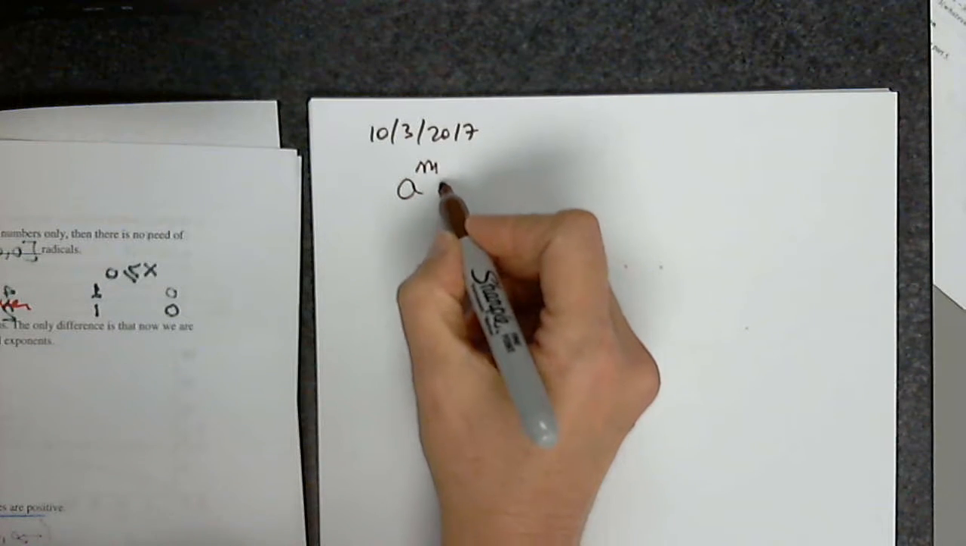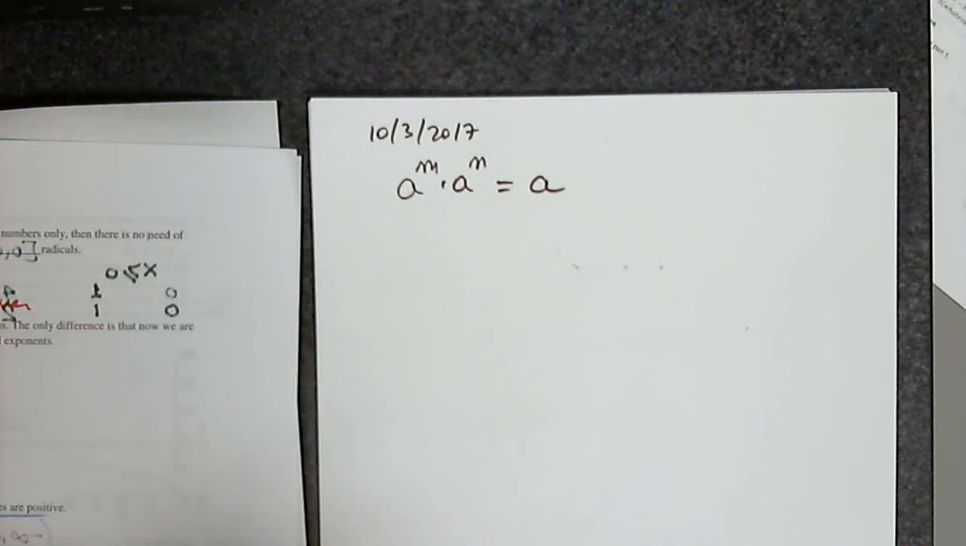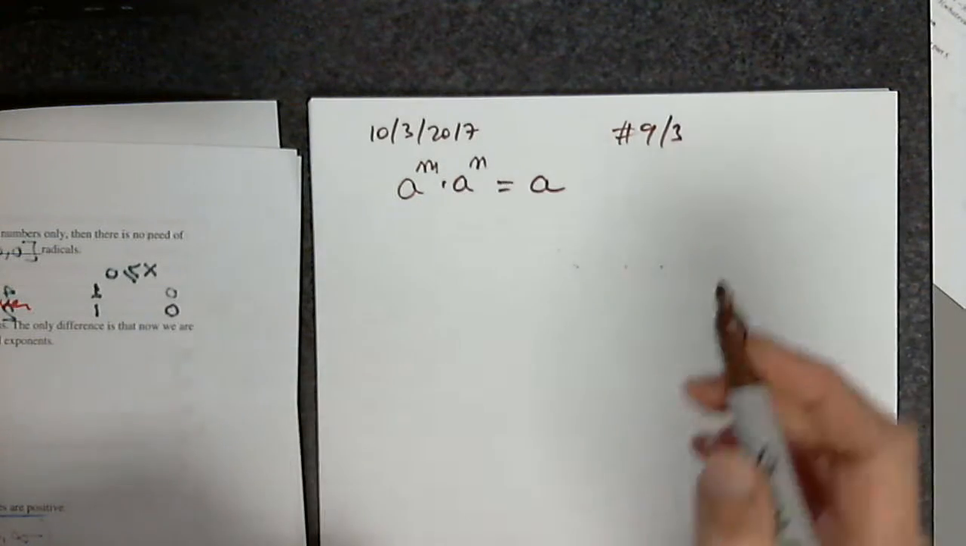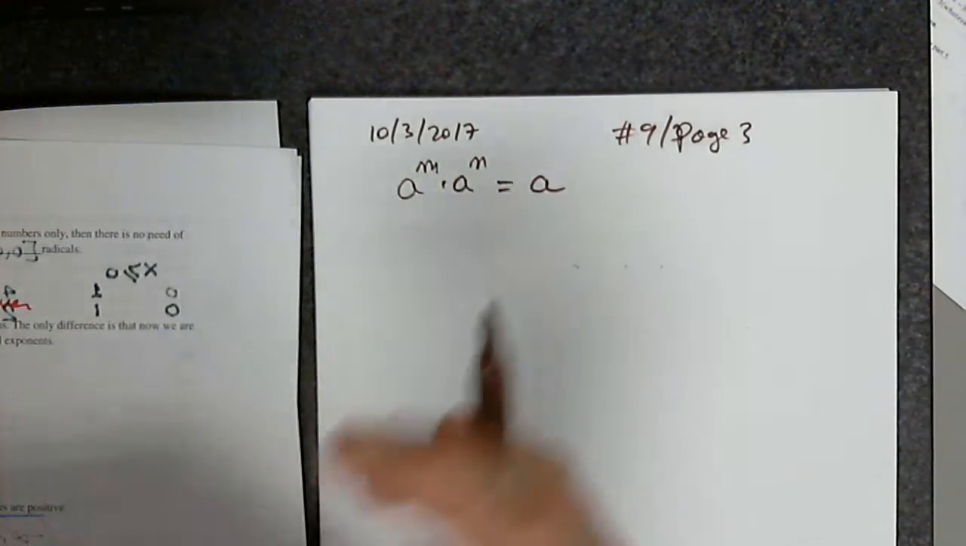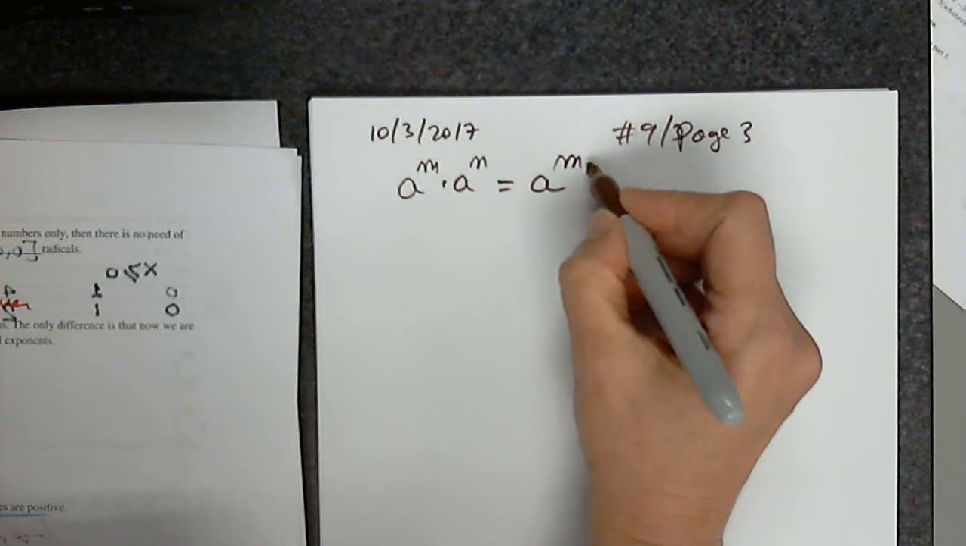Of a to the mth power times a to the nth power, we copy the base. What happens to the exponents? So this is item 9 on page 3 of the handout. We copy the base and I add m to n.